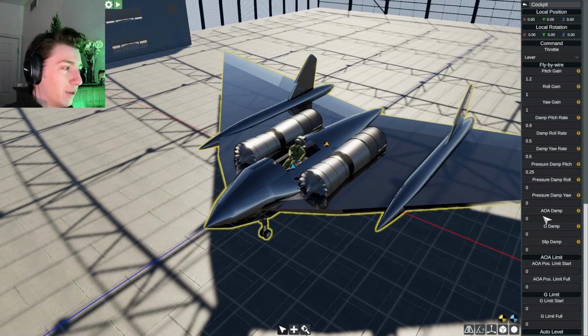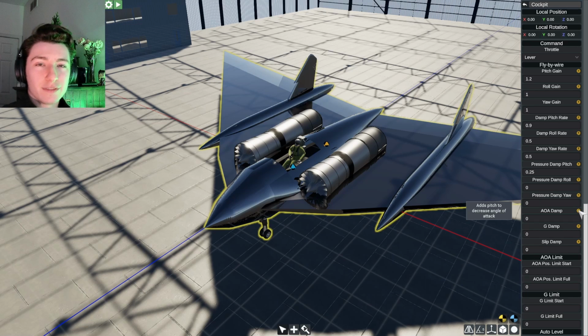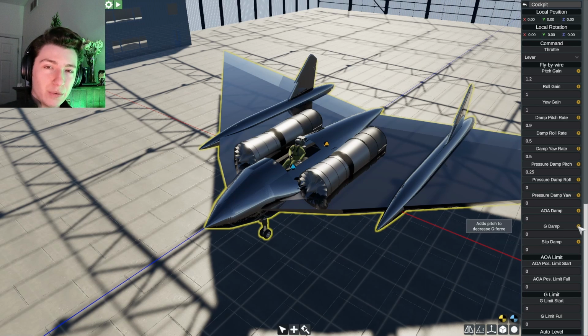Then at the bottom here we have angle of attack damp. So what that does is it adds pitch to decrease the angle of attack. So that again gives the fly-by-wire system authority over your pitch. And then G-damp, which does the same thing to try to decrease your G-force. So say you are pulling a particularly hard turn, the fly-by-wire system will limit you from going too hard into that turn at a certain G amount, or try to reduce the G-forces.